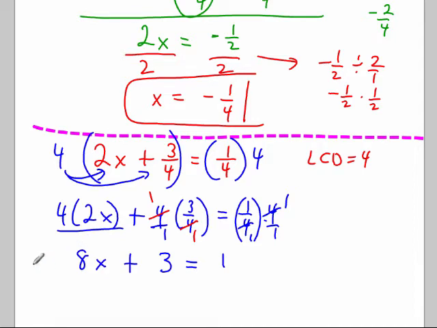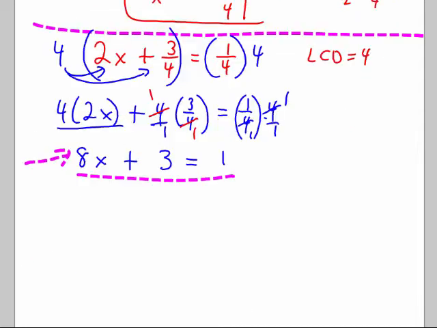So what I have here now is an equivalent equation. This equation is going to solve to the same solution as this equation. But you'll notice that my equation no longer has fractions in it. It's going to be easier to solve. I won't need to work with fractions along the way. So to solve it, minus 3 on both sides.